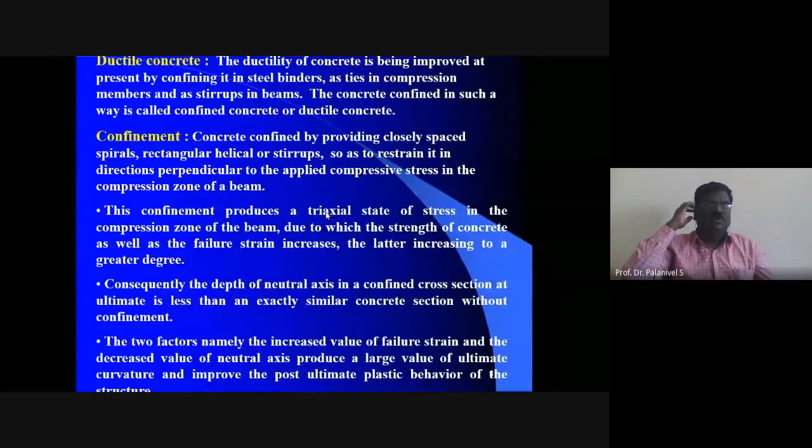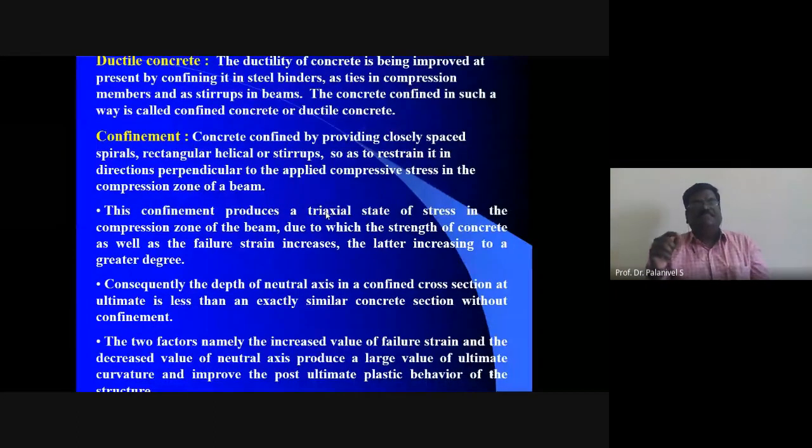Actually, I will tell you about ductility of concrete. The ductility of concrete is being improved at present by confining it in steel binders, as ties in compression members and as stirrups in beams. The concrete confined in such a way is called confined concrete. It's not necessary. How do we achieve ductility in concrete structures now? By confining it as ties in compression members and as stirrups in beams.